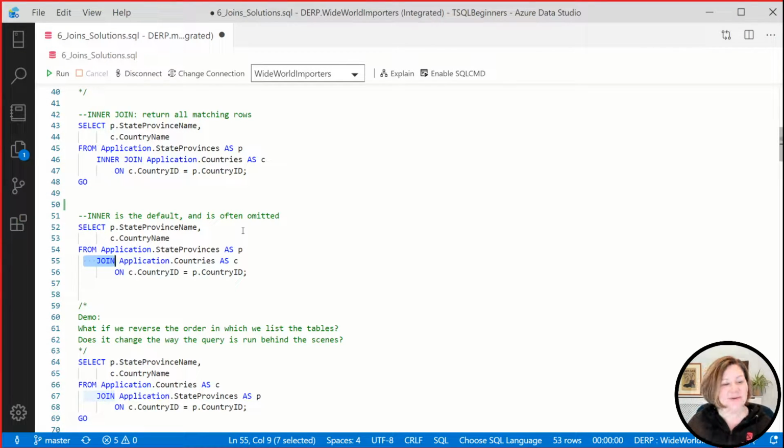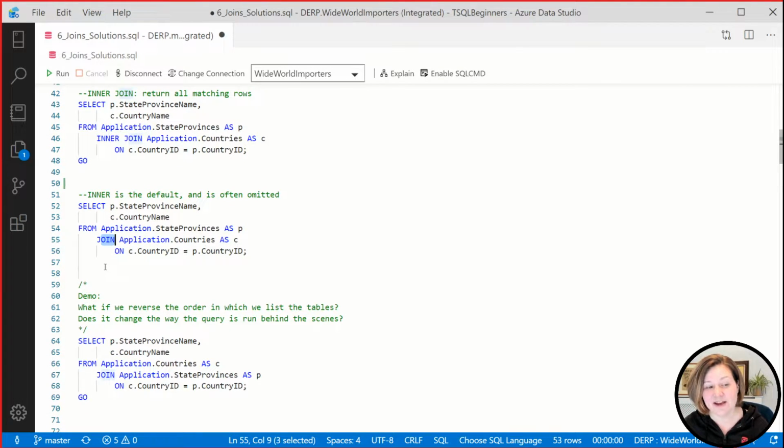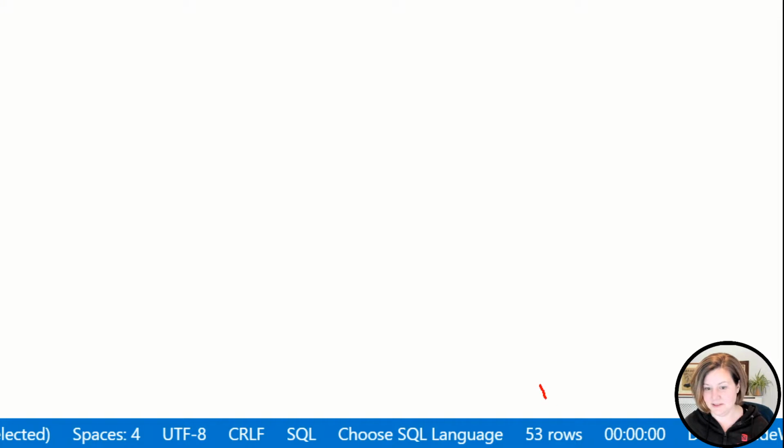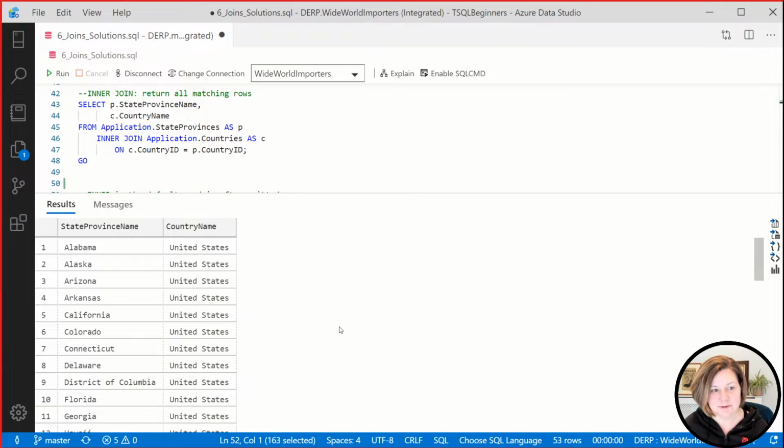So a lot of us, when we write T-SQL, we don't even think to stop and write the word inner. I would say bonus points for you if you take the time to do it. But a lot of us just write the word join, which, if it's not specified, will do an inner join. If I run this query, it also returns 53 rows here at the bottom. So just zooming in there, we can see 53 rows.